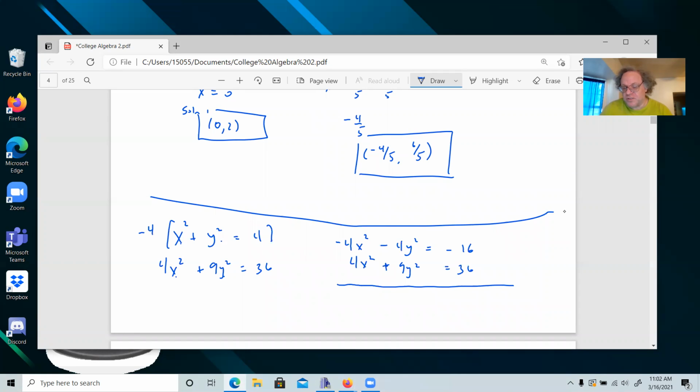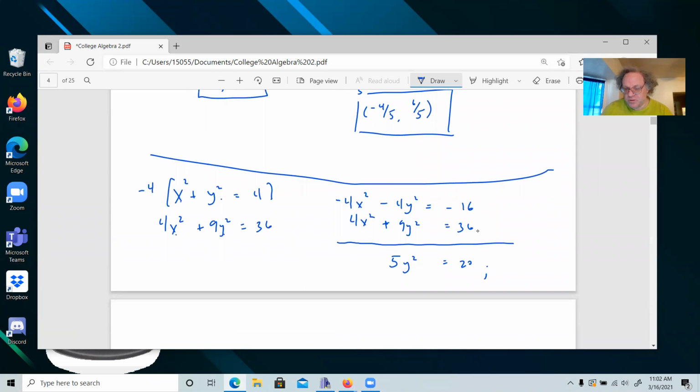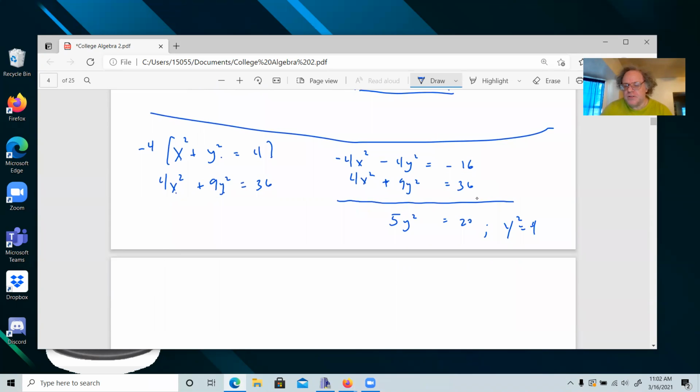We get -4 plus 9, that's going to be 5y squared is equal to 20. So y squared is equal to 4. We could say y can equal plus or minus 2, but we're going to save this: y squared is equal to 4. Why would you save that? Everything's in terms of y squareds, so we don't have to go all the way back to know what x is going to be, because either way, plus or minus 2, we get the same value here. So we're just going to say y squared is equal to 4.